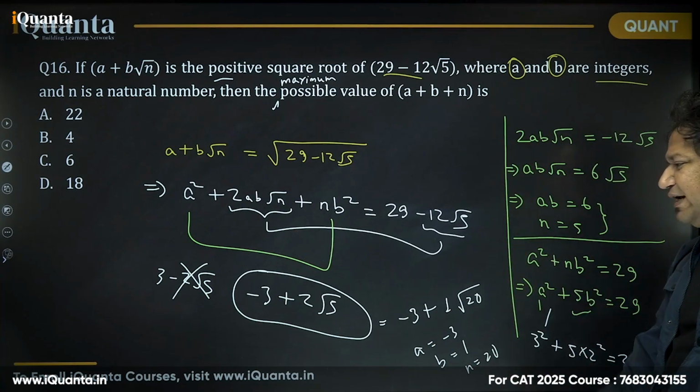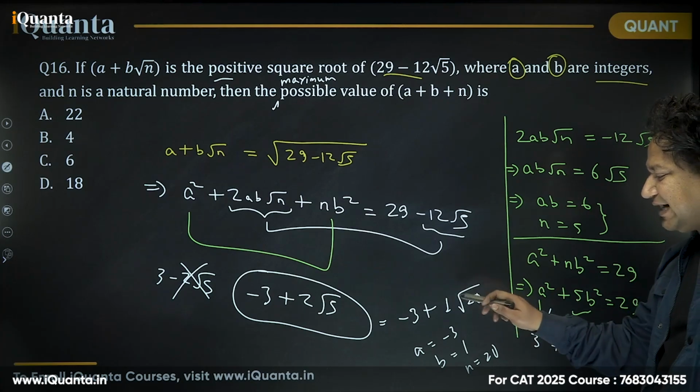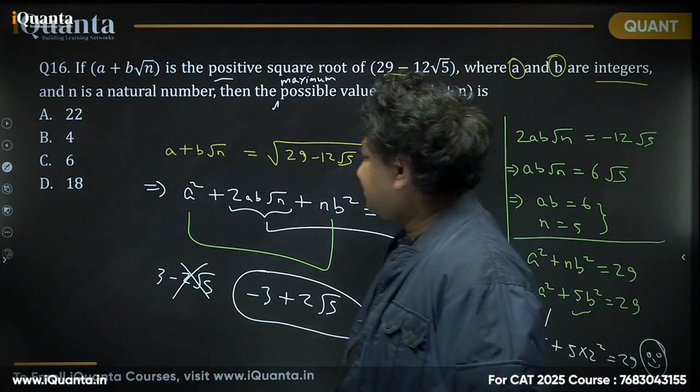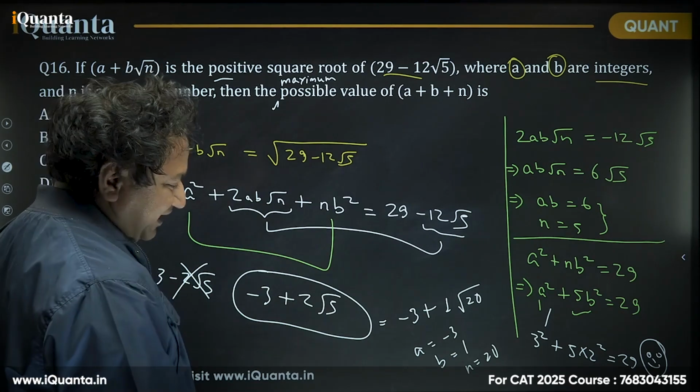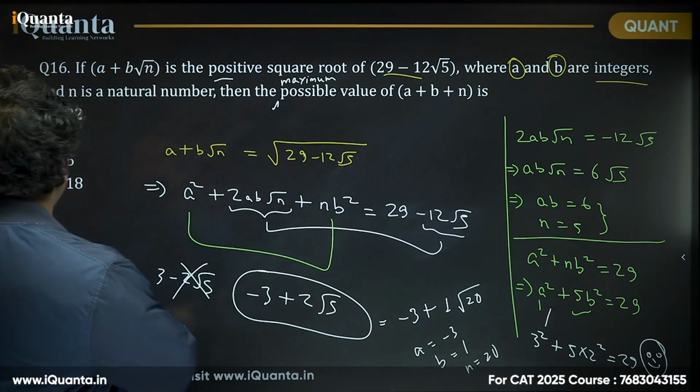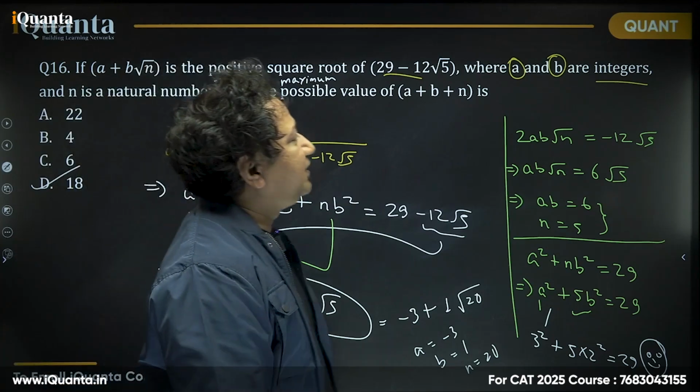I cannot do anything now because I have sent everything inside, just 1 outside. So this is the case where I get the maximum value. 20 plus 1 minus 3 is 18. We mark that. It is a difficult question.